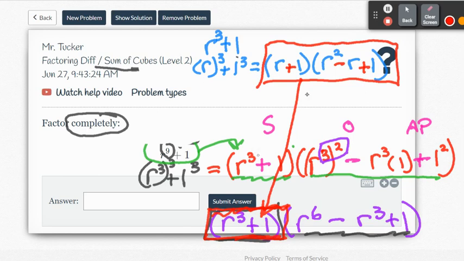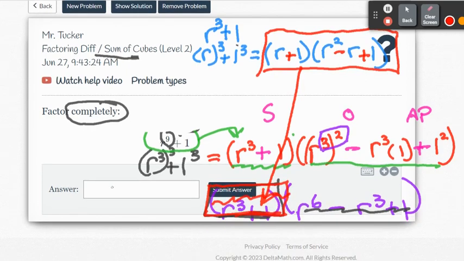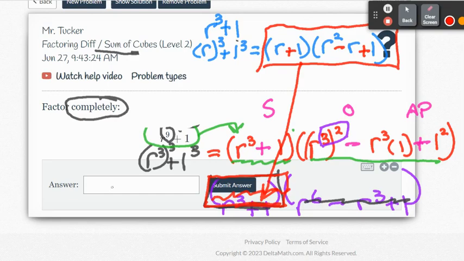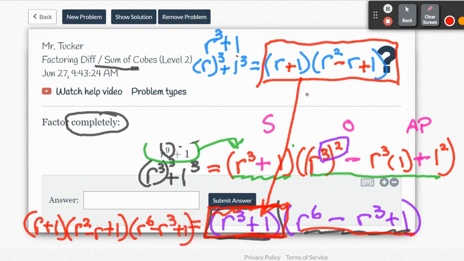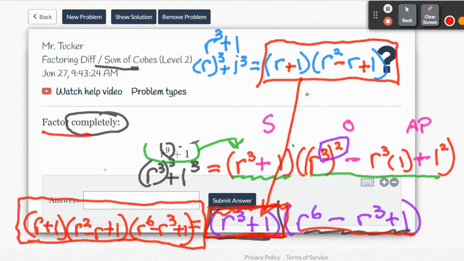So final answer should be, I'll write it right below here. Kind of moved on me there. That wasn't good. I guess I'll put it to the side. So we'll put it here, r plus 1 times r squared minus r plus 1 times this trinomial on the back, r to the 6th minus r cubed plus 1. So all that, a big long factored form, is my factored completely result.